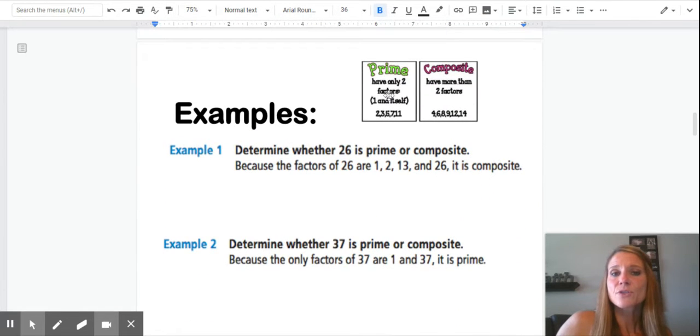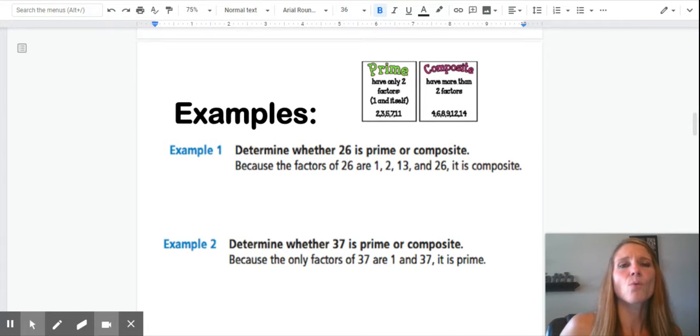So we've got the reminder of what's a prime and what's a composite. These are examples, which means this is something that I'm going to work out for you. And if you have questions, this is the perfect time to ask them. So the first example is trying to figure out the number 26. Is that a prime number or is that a composite number?